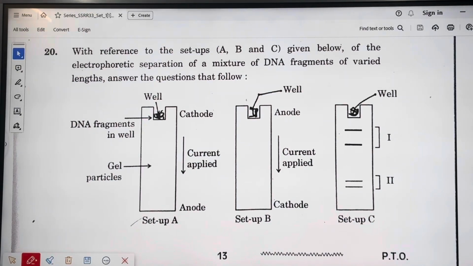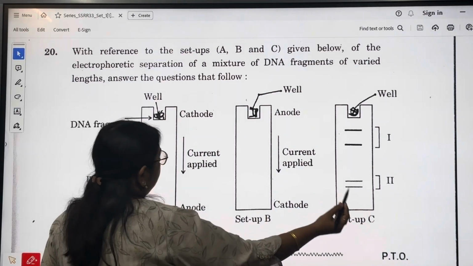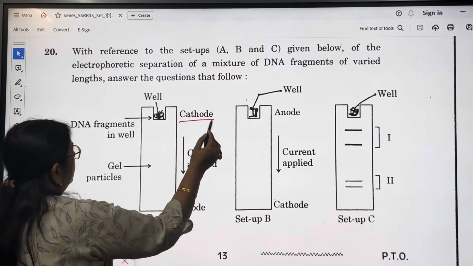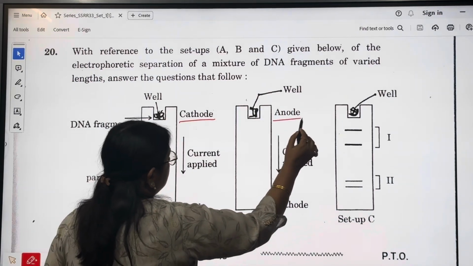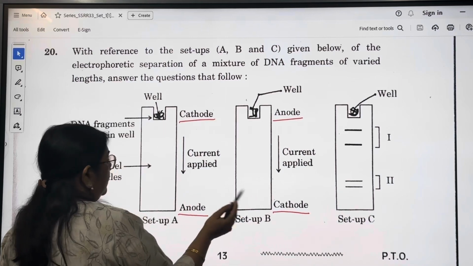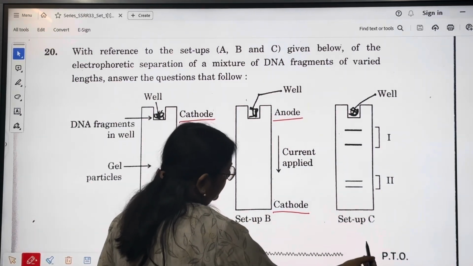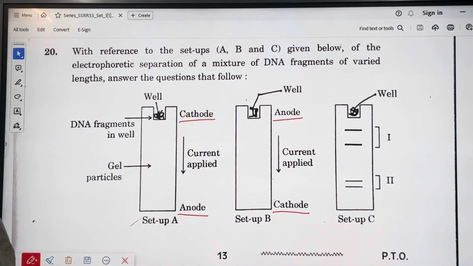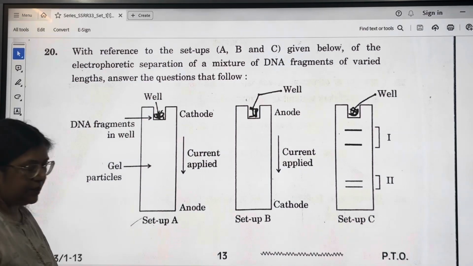Next question, 20th question. This is also a very interesting question. With reference to the setups A, B and C given below of the electrophoretic separation of a mixture of DNA fragments of varied lengths, answer the questions that follow. Setup A, setup B, setup C. As you can see here, this is cathode, anode, anode, cathode. And no DNA fragments are given here. But in setup C, DNA fragments are given. So, let us see what is the next question.